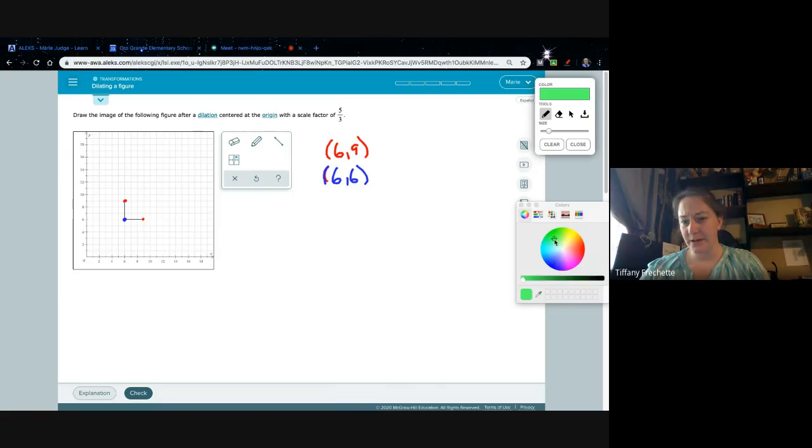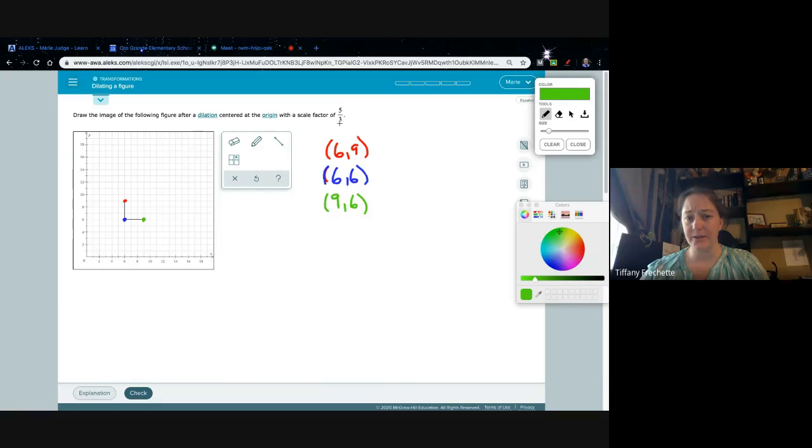And then my next coordinate here, let's do this in green. All right, so then this one is green. So I'm going to go over to 9 to the right, up to 6. So I went right 9, up 6. So here are my 3 coordinates.